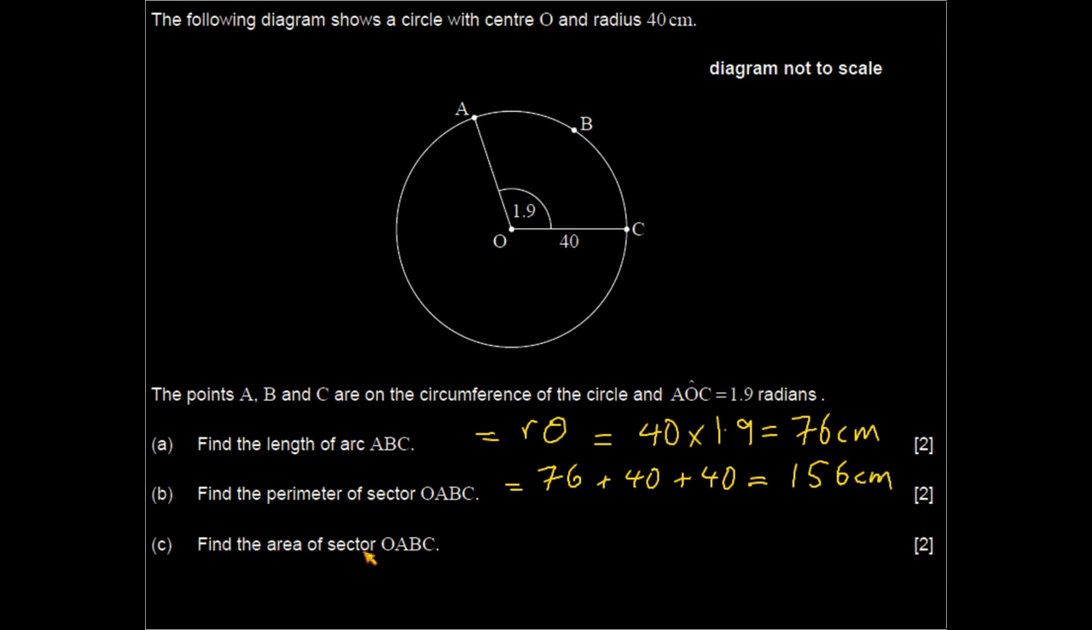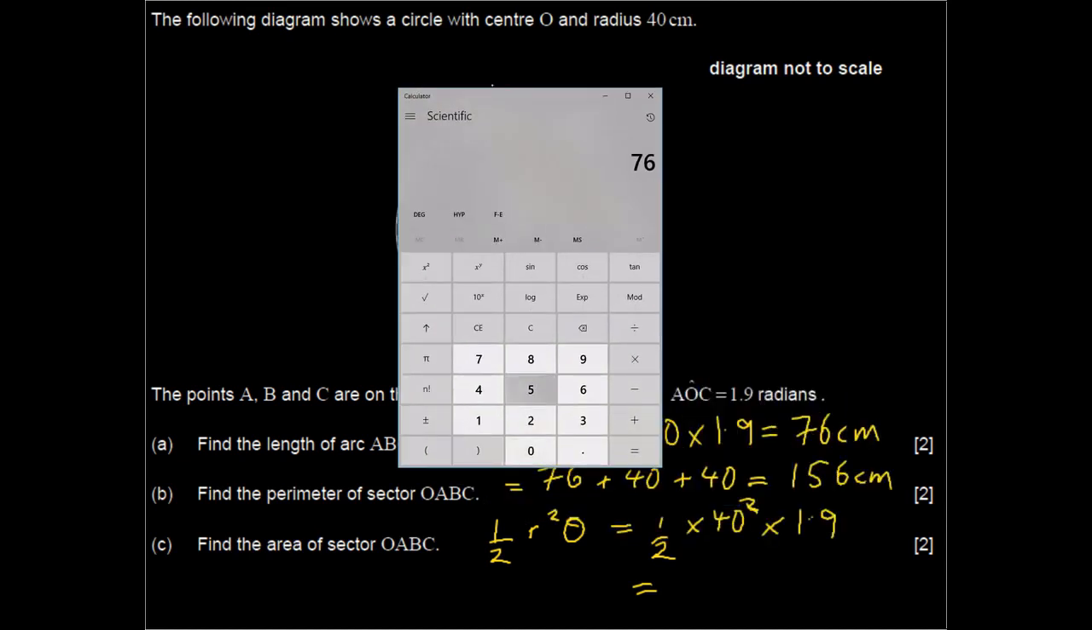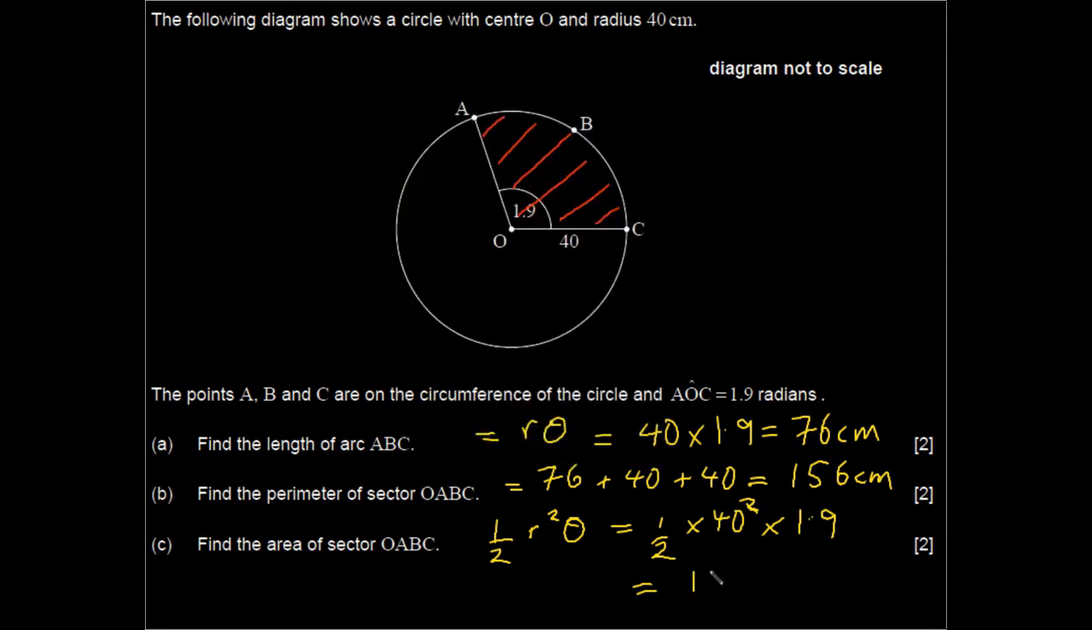Alright, finally it says find the area of the sector OABC. So it wants to know the area of this part here. I'm just going to shade that in. Again we should know the equation for this. The equation for the area of the sector is equal to 1/2 r squared theta, again where theta is in radians. So it's going to equal 1/2 times 40 squared times 1.9. So we get the calculator out. It's going to be 40 squared times 1.9 and then divided by 2. So it's going to be 1,520 centimetres squared.